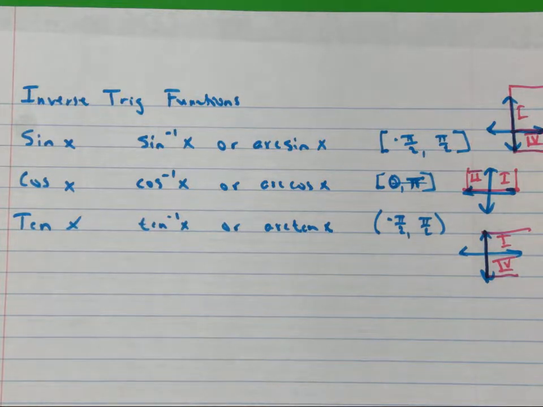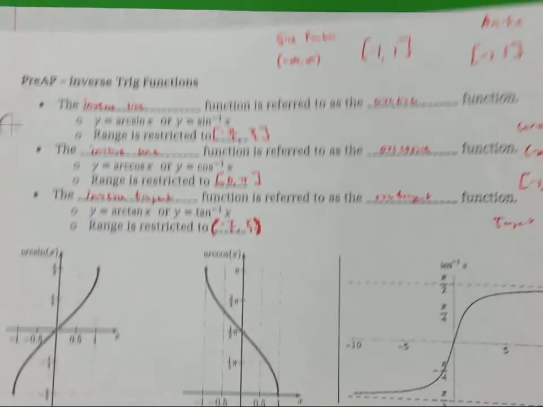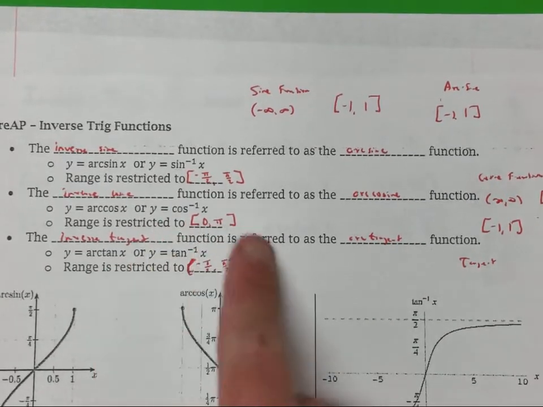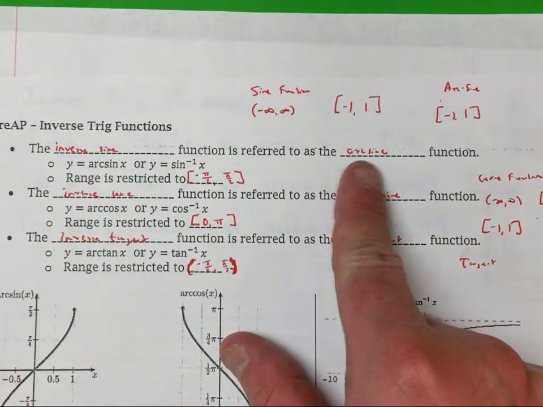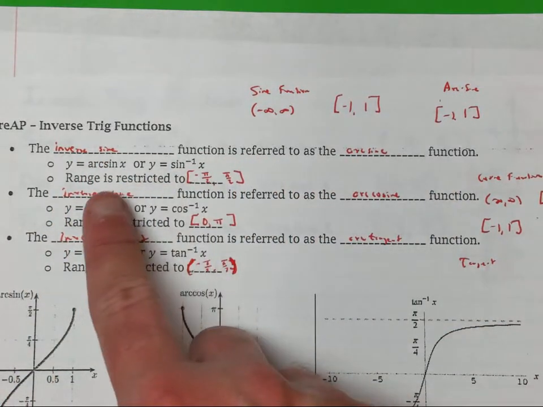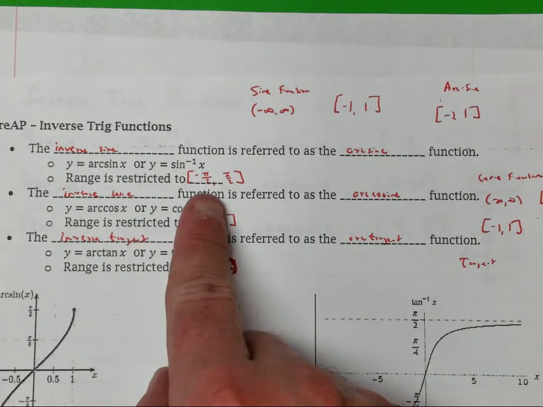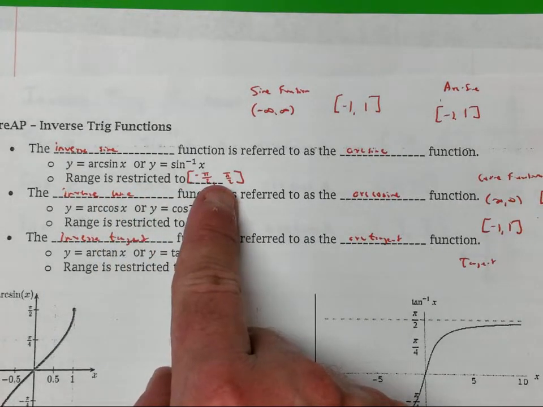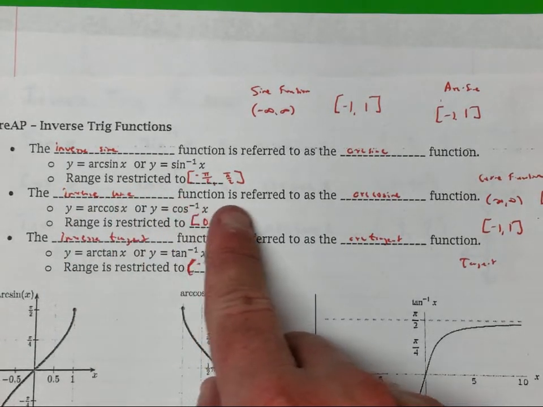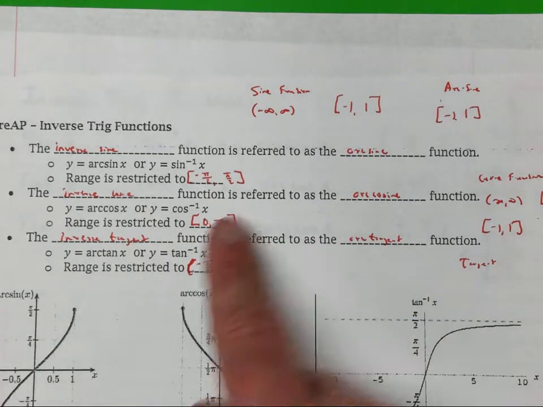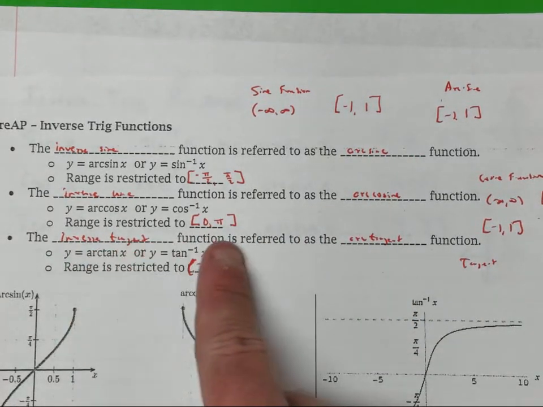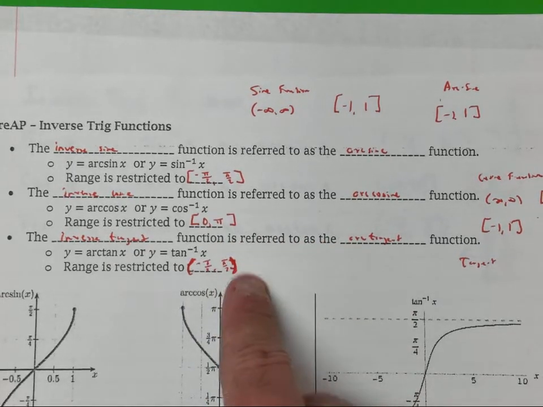Now, I am looking at your note taker right now. This is page 14. You want to fill in this important information. It's very important. The inverse sine function is referred to as the arc sine function. There's the notation. We talked about the range is restricted. The inverse cosine function is referred to as the arc cosine function. There's that information, and so forth. The inverse tangent is referred to as arc tangent, and here's the notation.